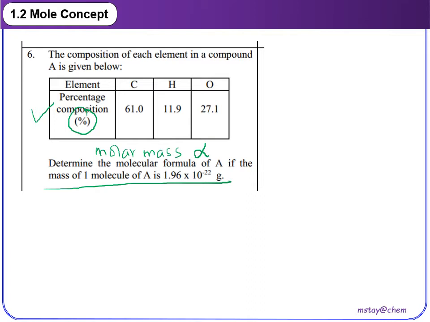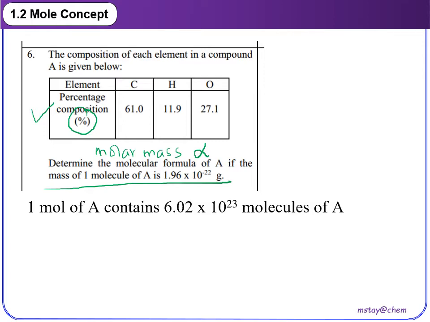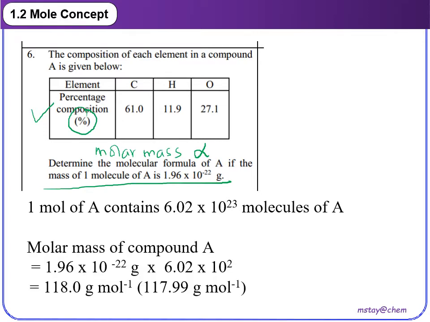But then we know molar mass is referring to the mass for 1 mole. So we know in 1 mole of A, there will be 6.02 × 10^23 molecules of A. So if I want to look for the molar mass, I need to multiply the Avogadro constant with the mass of 1 molecule of compound A, and this is the molar mass of compound A.